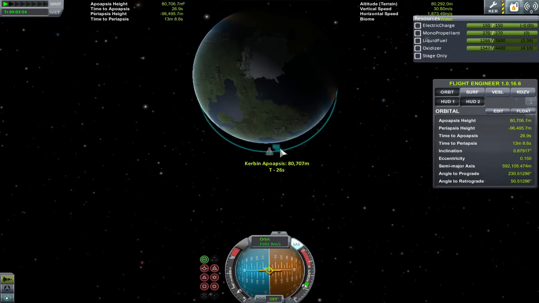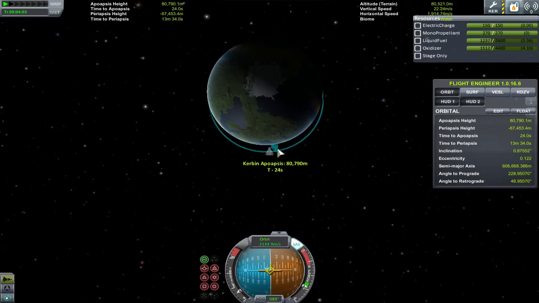You see, I just wait to get a little closer just to make it a little bit more efficient. This is really important when your fuel is tight. You start running out, you want to make those burns as efficient as possible.